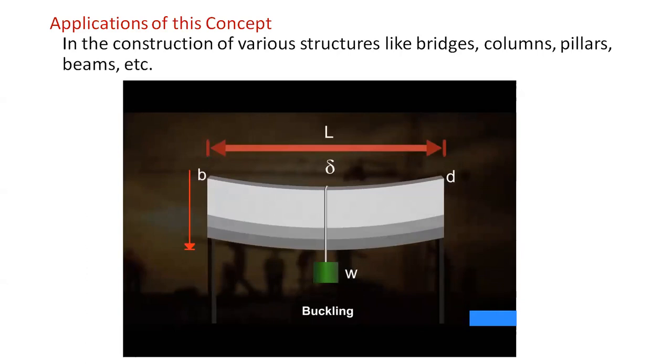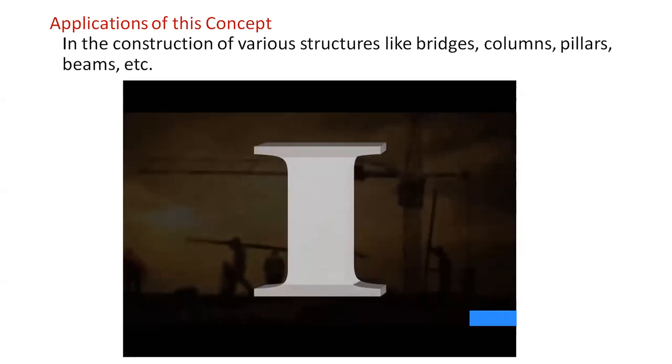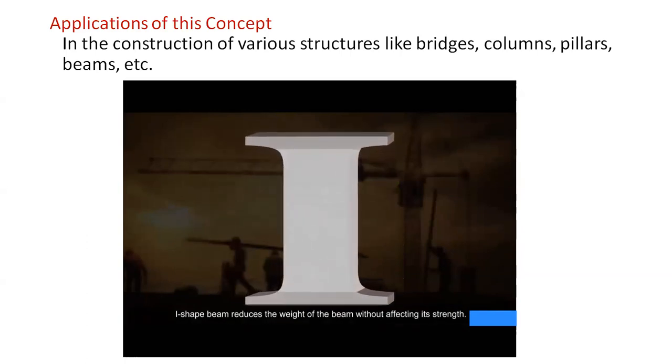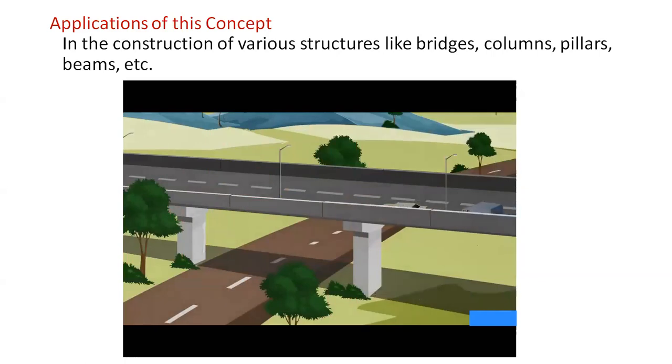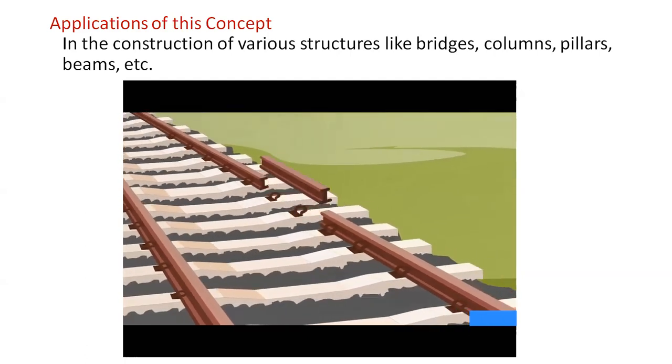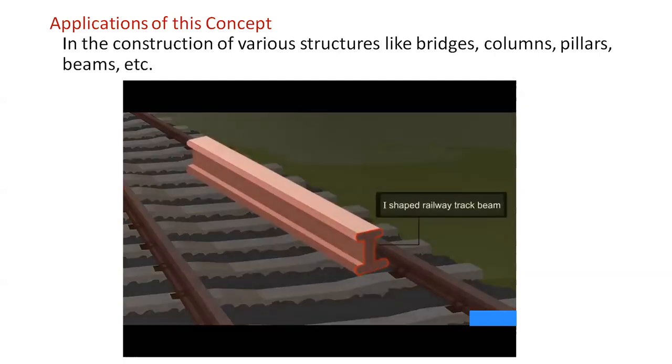This is called buckling. To avoid buckling, changes in both the breadth and depth are made and an I-shaped beam flange is used. This section provides a large load-bearing surface and enough depth to prevent bending. This shape reduces the weight of the beam without affecting its strength. Due to the same reason, a bridge is designed with eye-shaped girders so that it does not bend or break due to the load of the moving traffic. The railway track beam's cross-section is also of eye shape so that it can withstand the load of the train.